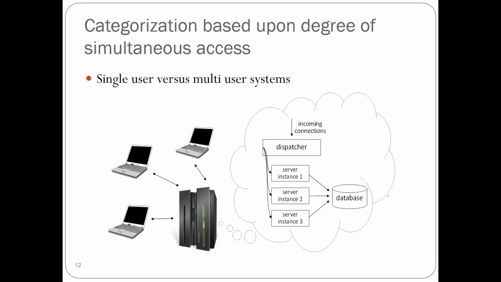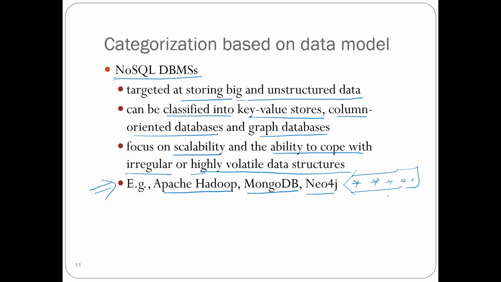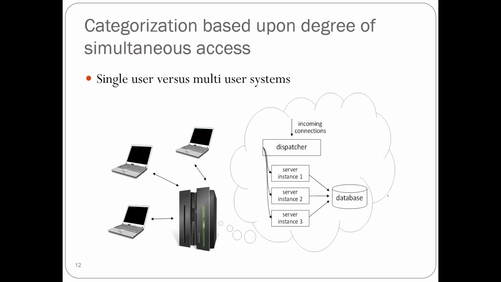Now, all these things that we have discussed till now, this categorization or these different classes of DBMS, were based on the data models. All right, now we would like to look at the DBMS categorization based upon the degree of simultaneous access. In that case, we can have two categories possible: single user versus multiple user systems. This concept is very intuitive and doesn't need much explanation. But anyway, let's look at it.